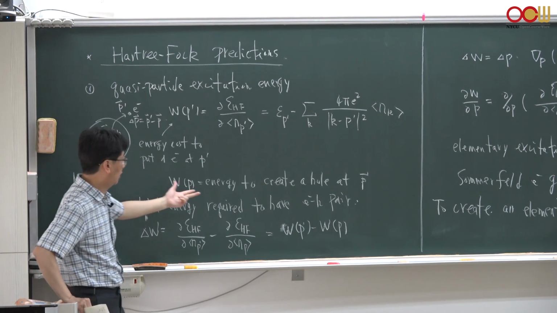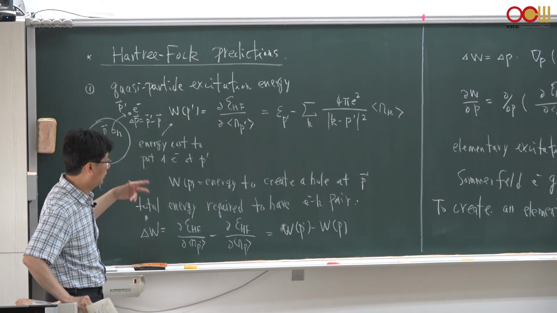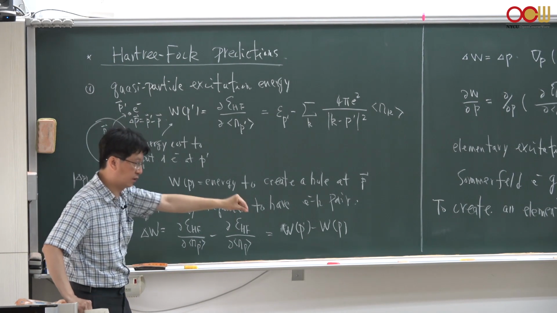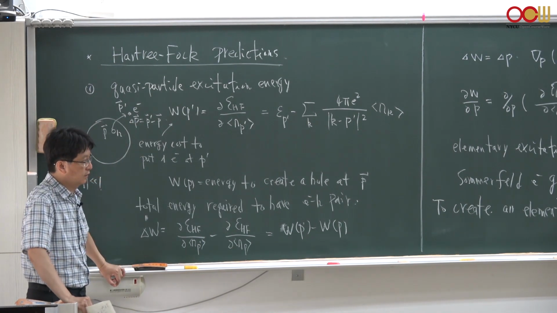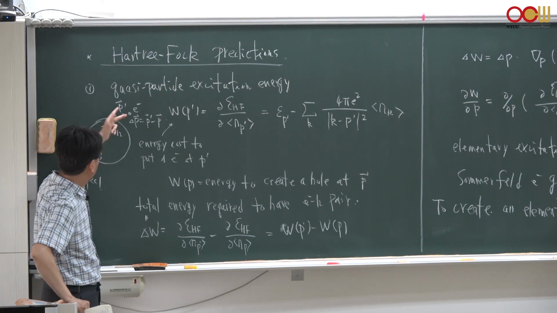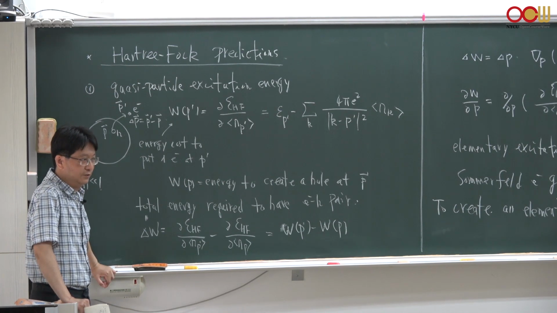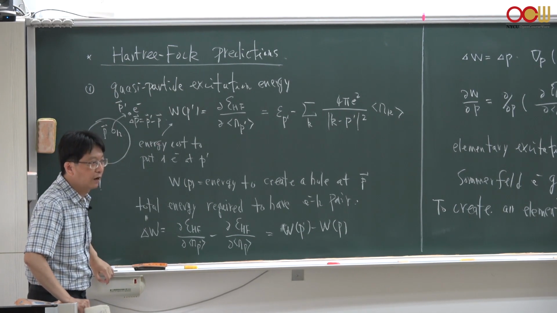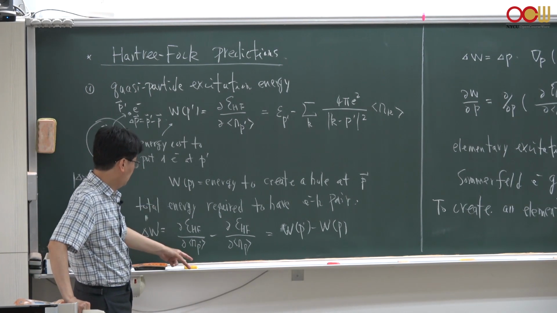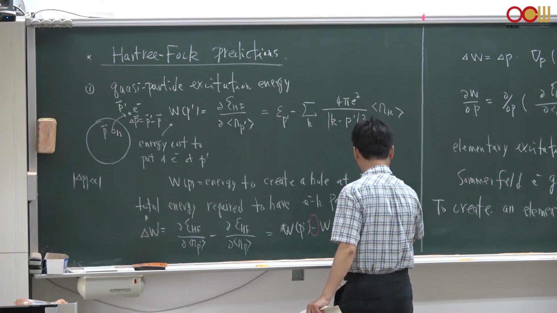But we know that to create a hole at a state P, the energy cost for that process is actually negative to the energy required to put the actual electron in a state P prime, because the energy associated with the hole is actually negative to the actual energy cost to put the electron in the empty state. So we need to take energy out to create a hole, and therefore the energy cost to create such a hole is actually negative. All right?